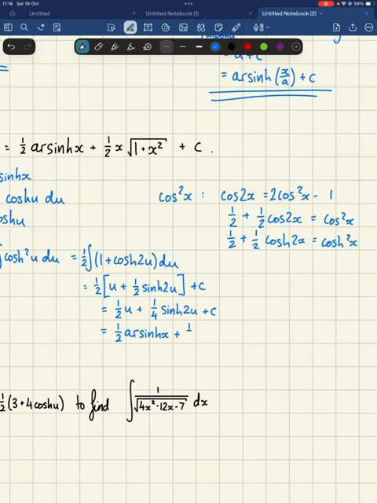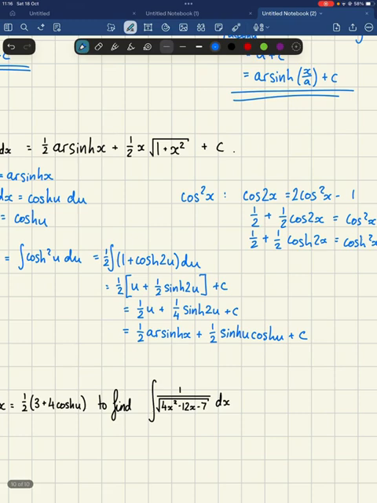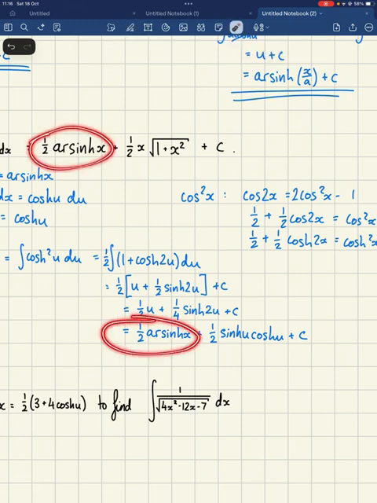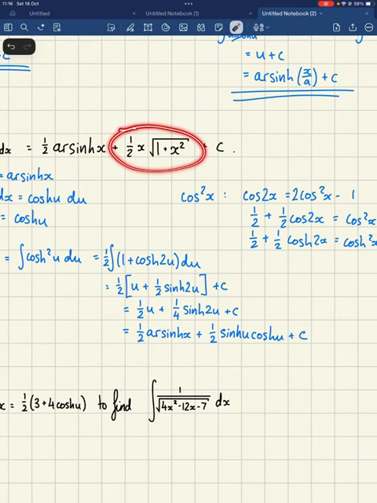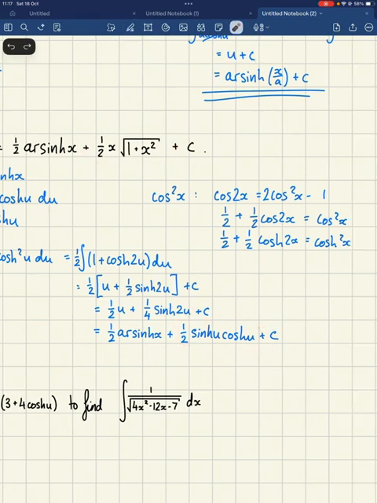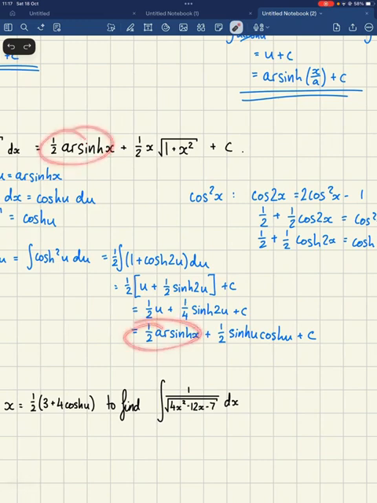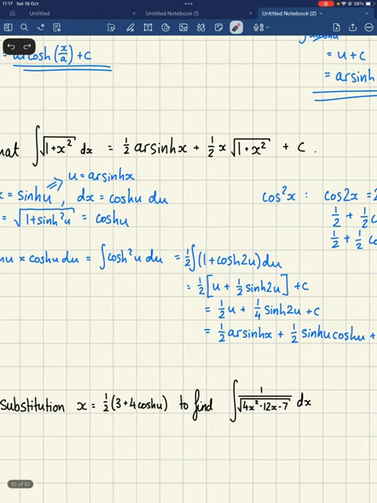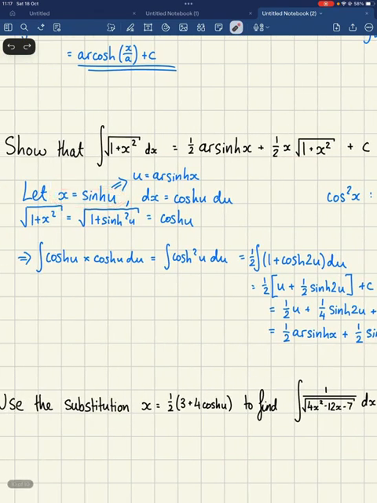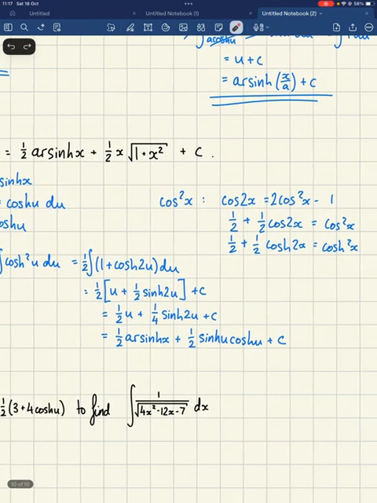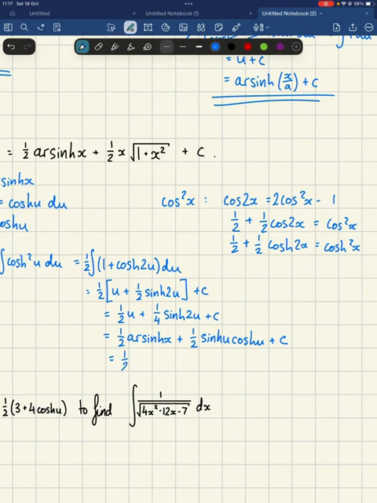So what we get is a quarter of 2 sine u cos u, which is going to be 2 over 4, which is a half. So a half sine u cos u plus c. Well, we've almost got this. We've got a half arcsinh x, and then we have to get a half x root 1 plus x squared. Well, earlier we defined sine u was x and cos u was the square root of 1 plus x squared. So we can just use that substitution here.